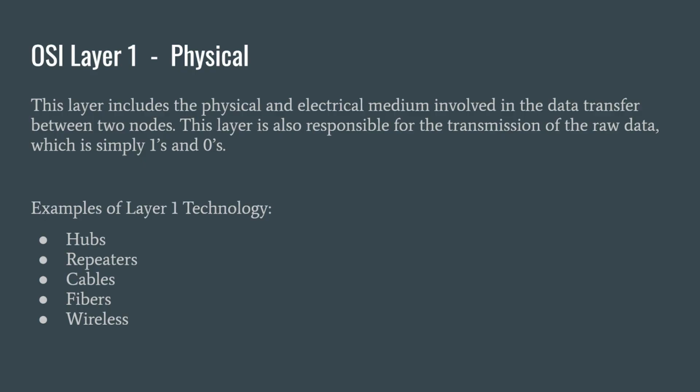The first layer of the OSI model is the physical layer. This layer includes the physical and electrical medium involved in the data transfer between two nodes. This layer is also responsible for the transmission of the raw data, which is simply ones and zeros, with 1 standing for on and 0 standing for off. Examples of Layer 1 technology include hubs, repeaters, cables, fibers, and wireless.